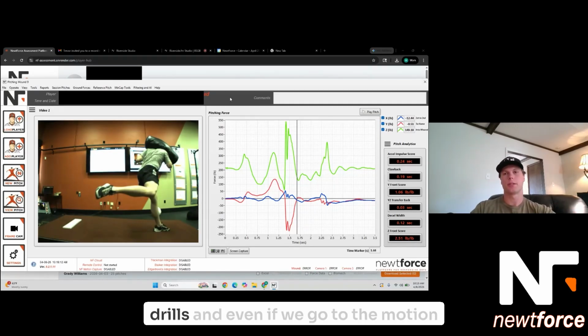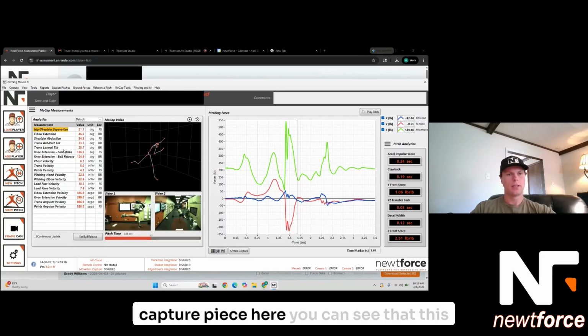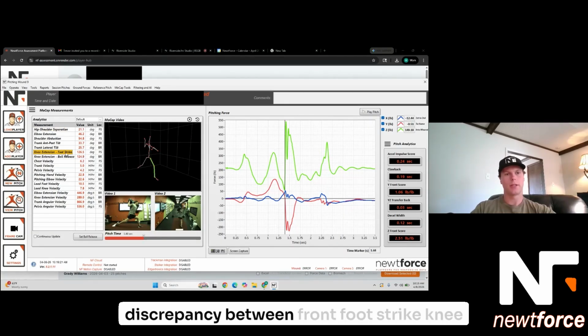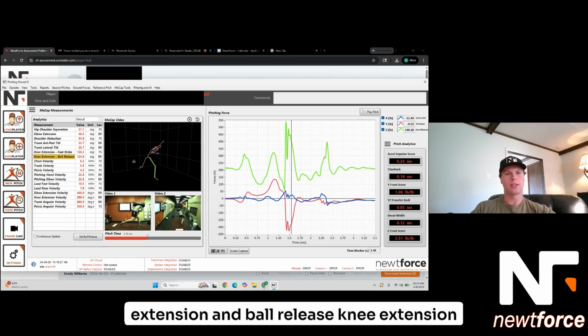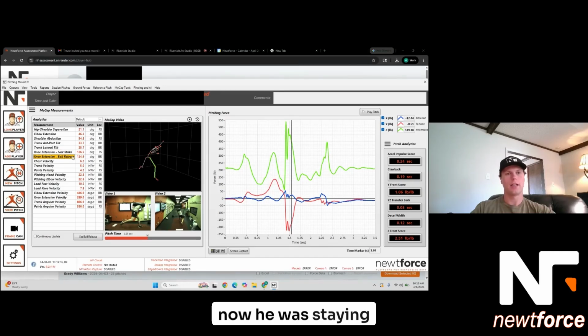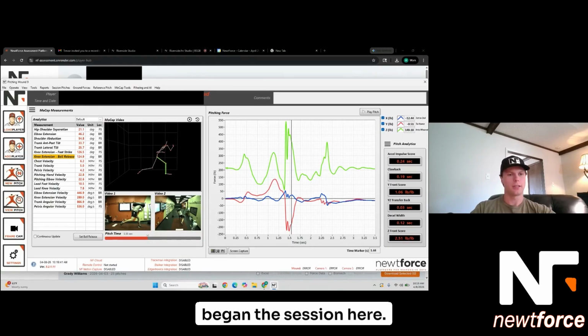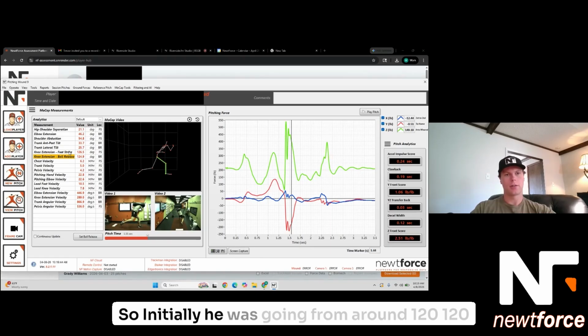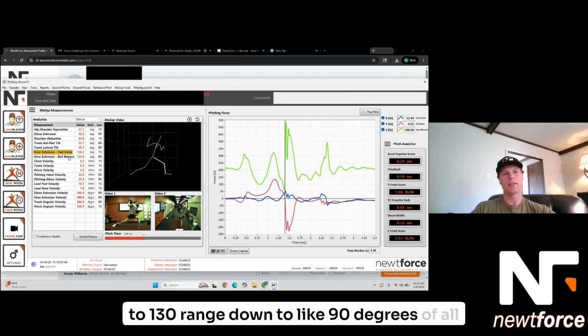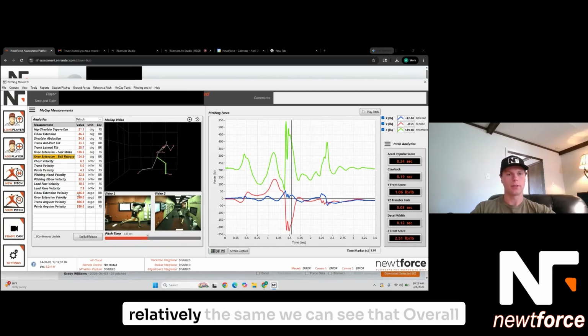So he was able to take away a couple of different drills, and even if we go to the motion capture piece here, you can see that the discrepancy between front foot strike knee extension and ball release knee extension became a lot closer together. Before, he was losing about 20 degrees of knee angle, and now he was staying relatively the same. It was decreasing a little bit, but it was much better than when we began the session here. Initially, he was going from around the 120 to 130 range down to like 90 degrees at ball release. Now we can see that those stayed relatively the same.